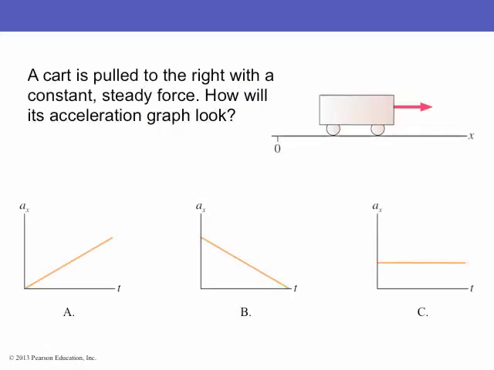Here we have a cart. The vector to the right of the cart is a force vector. The cart is being pulled by that force vector in the direction of the force vector, in the positive x direction to the right. A cart is pulled to the right with a constant, steady force. How will this constant, steady force affect its acceleration? Will the acceleration graph look like A, B, or the graph in C? Submit your answer on blackboard.